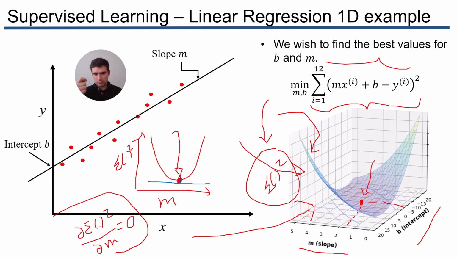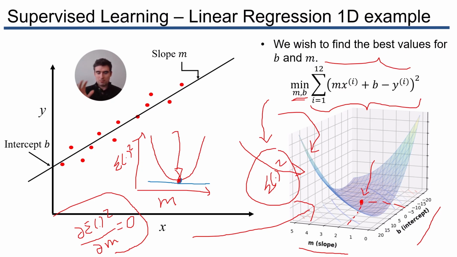The derivative of that function with respect to m, that's one equation. The derivative of that function with respect to b, that's a second equation. And then we have a system of two equations and two unknowns, m and b. And we solve it, and with that we find the optimal values of m and b that create the optimal line that passes through those points.